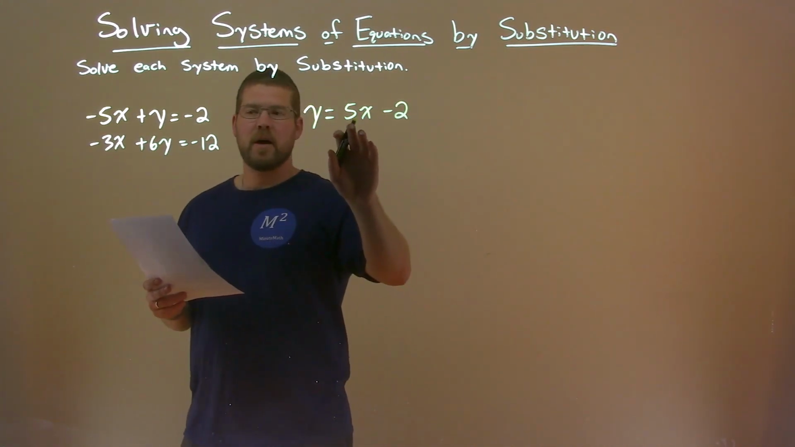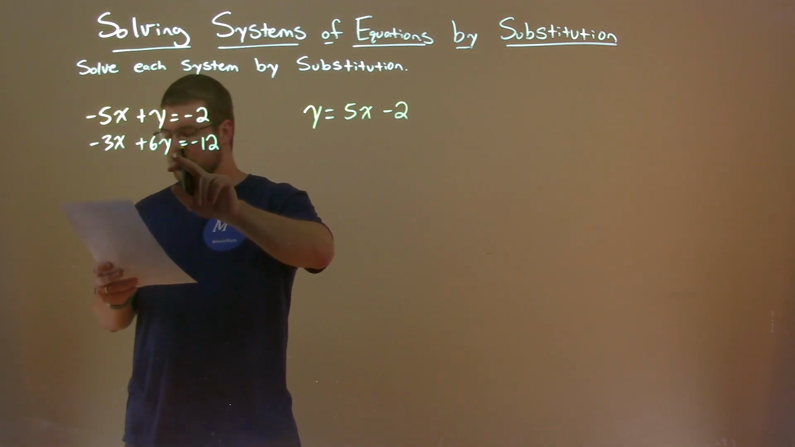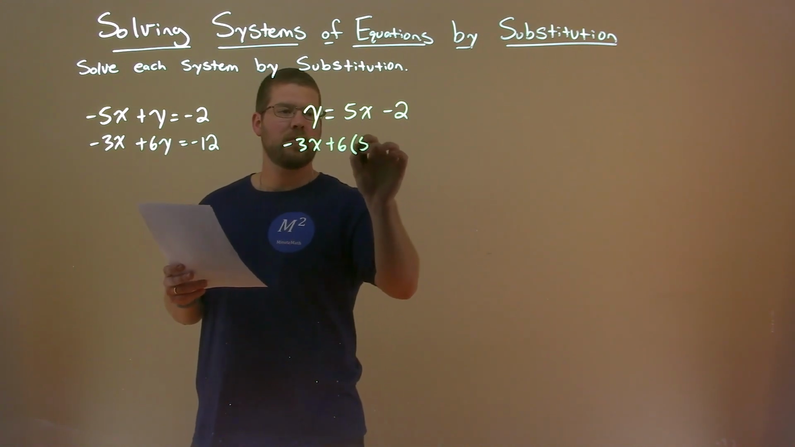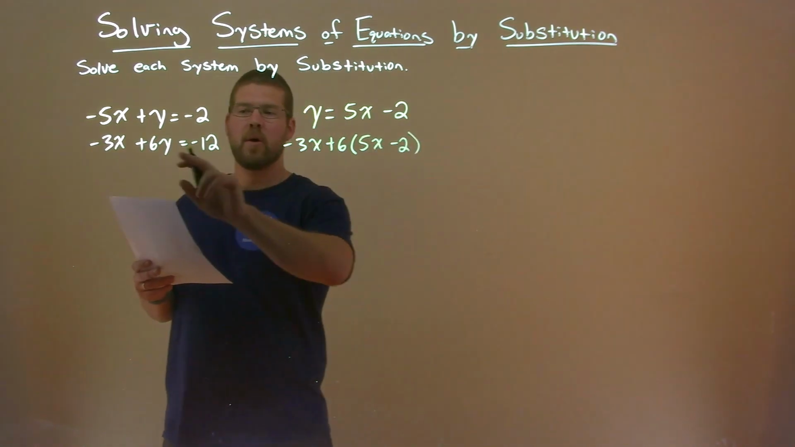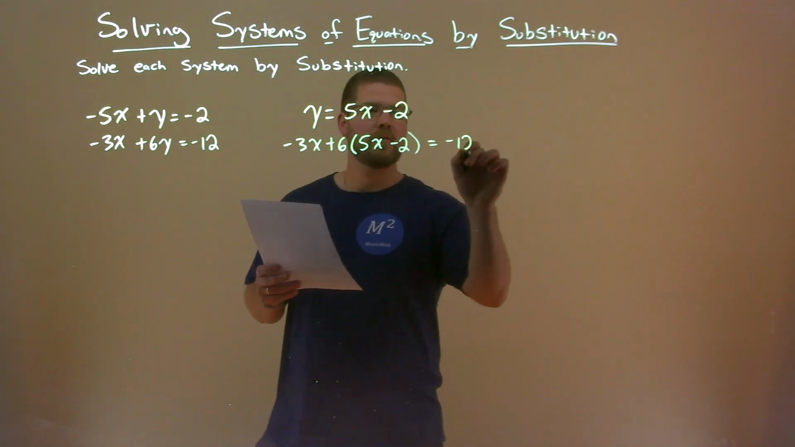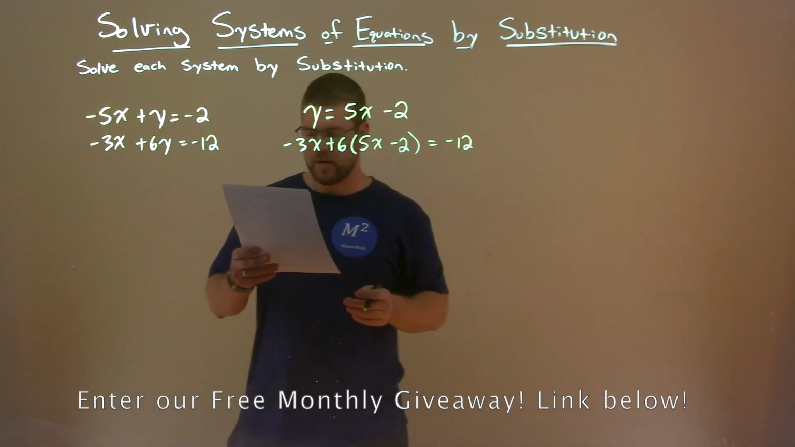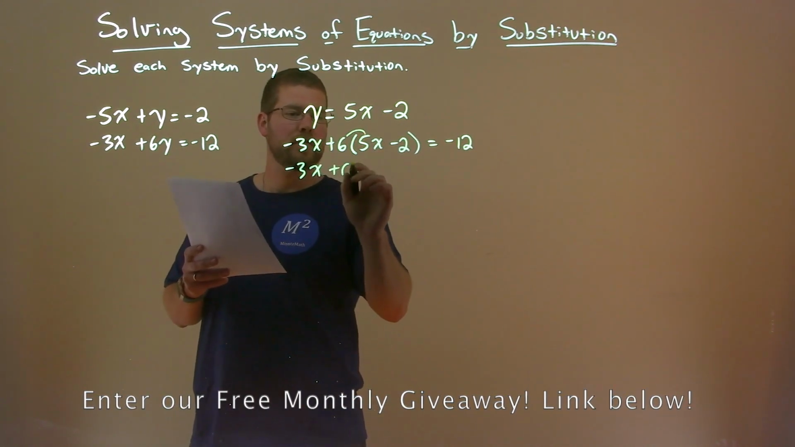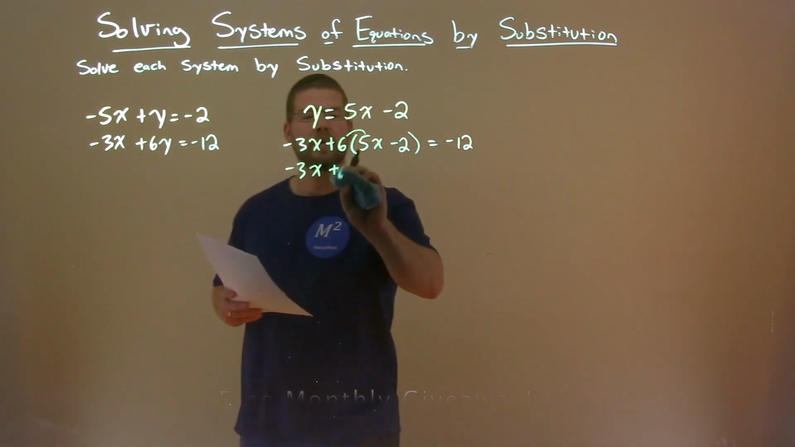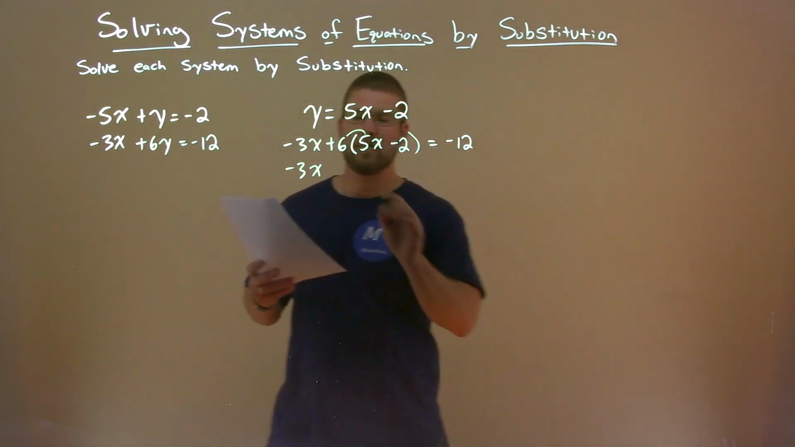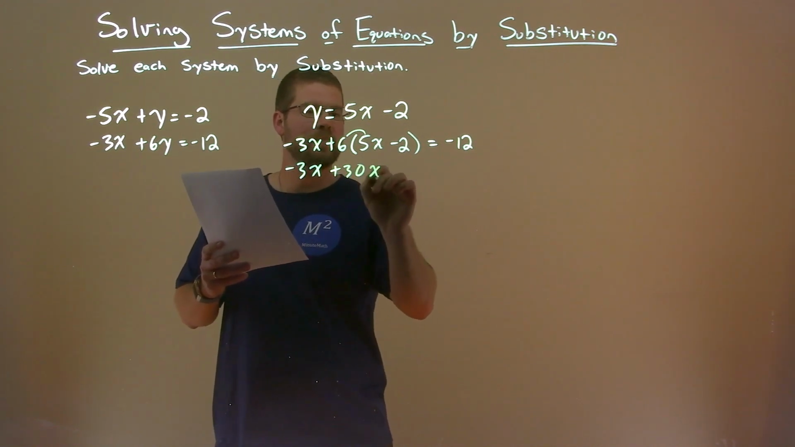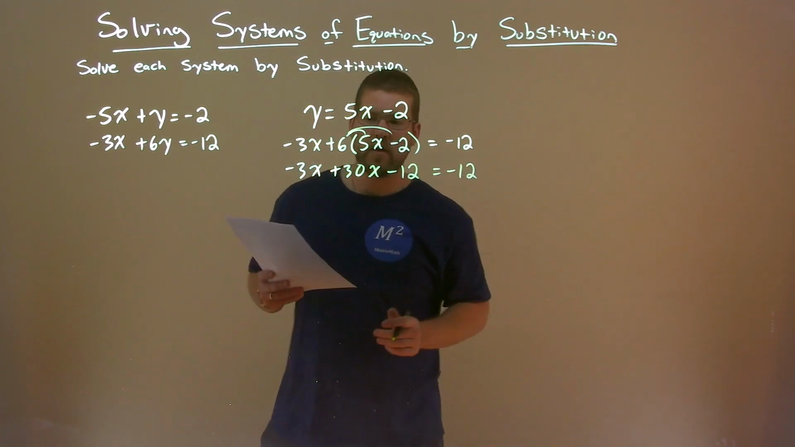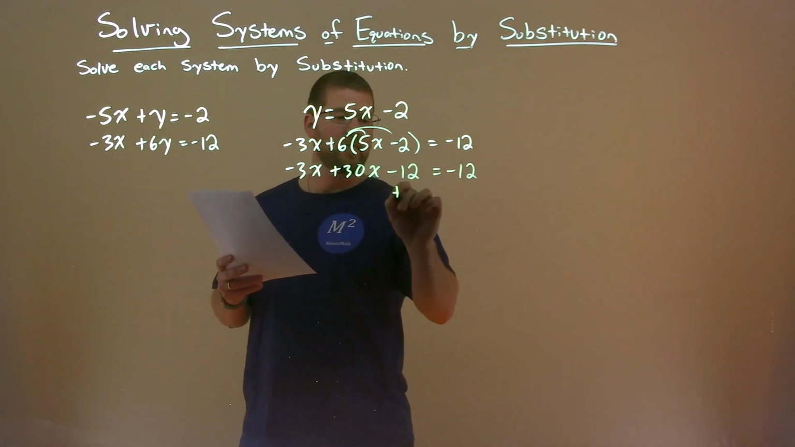We then can take this value and plug it into the y in our second equation. So minus 3x here plus 6 times 5x minus 2, and for that y equals a negative 12. Now from here we're solving for x. Minus 3x comes down, distribute the 6, plus 6 times 5 is 30x right here. And 6 times the minus 2, we have a minus 12, equals a negative 12. So let's combine our like terms. We add 12 to both sides.